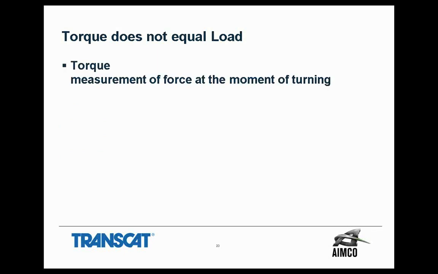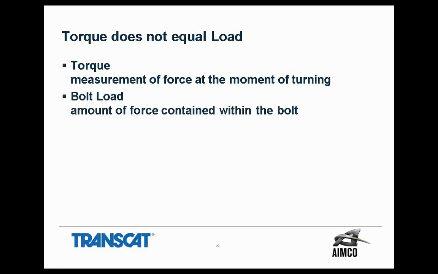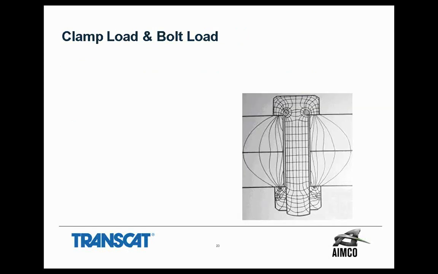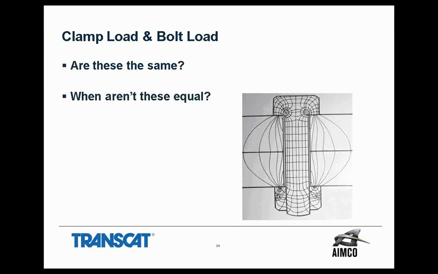So keep in mind that torque does not equal load, and torque is simply a measurement of force at the moment of turning. Bolt load is the amount of force contained within the bolt, and clamp load is the amount of force exerted on your joint members. Those are usually equal but opposite, but there are conditions where clamp load and bolt load are not equal. And that's when you have, by design or by accident, an interference fit hole, your loads will not be equal.